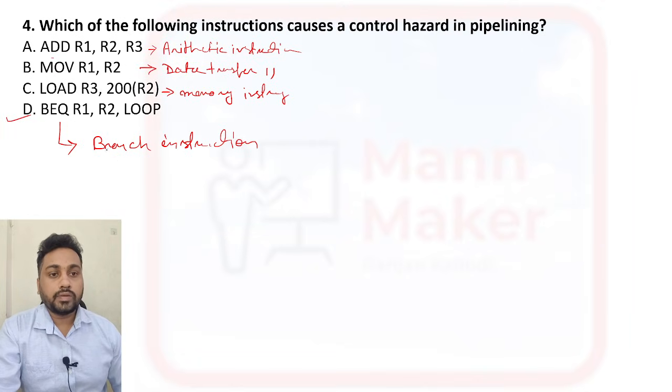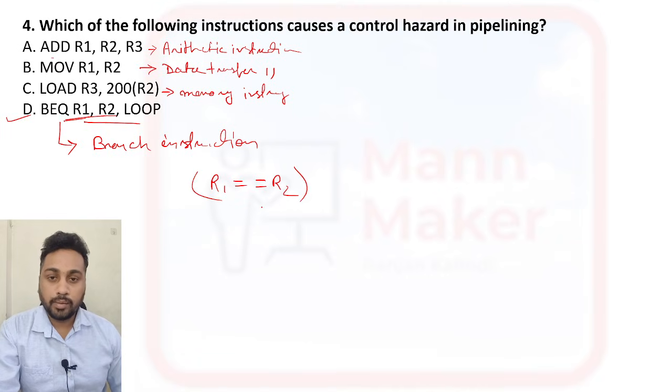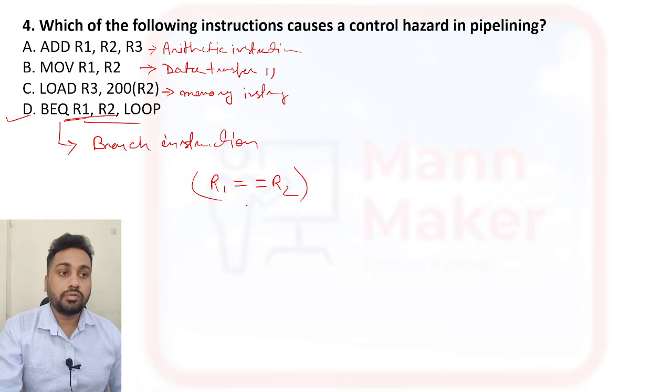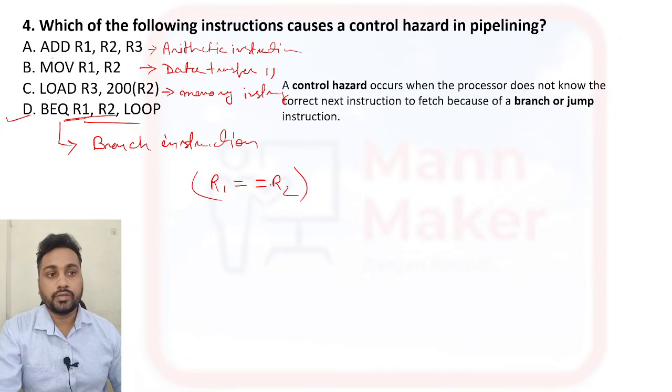Basically, after getting this instruction, the processor has to wait. It has to first evaluate this one, whether R1 is equal to R2, and till then the processor has to wait. This is what we call a control hazard. So option D is your right answer. A control hazard occurs when the processor does not know the correct next instruction to fetch because of this branch or jump instruction that we have studied just now.